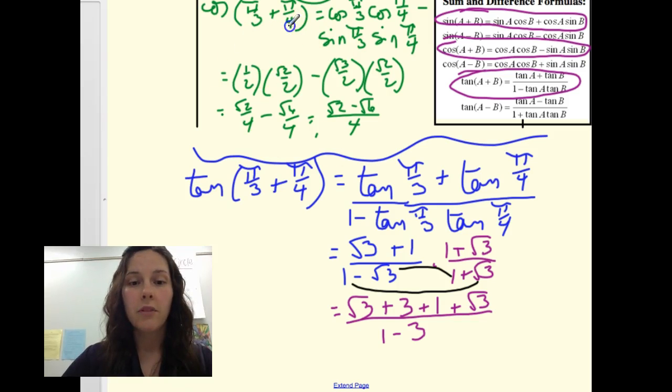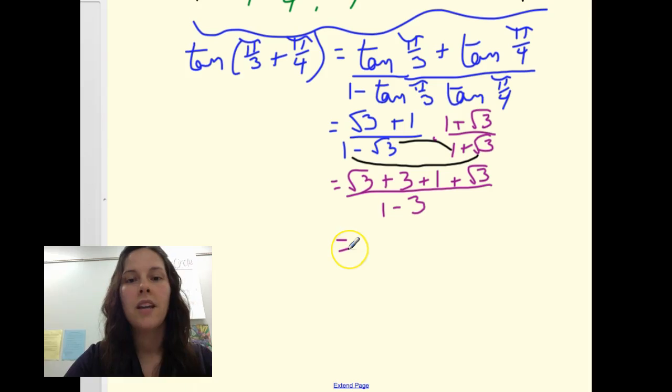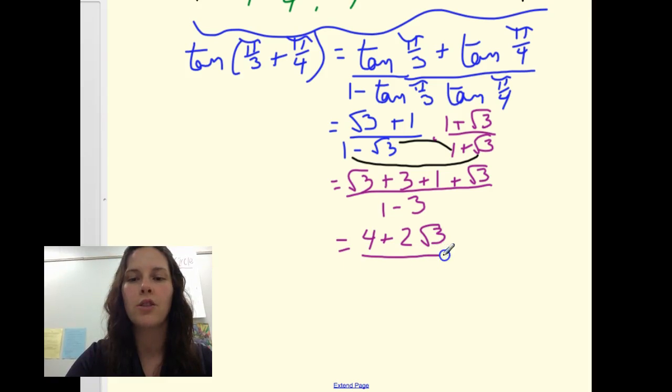So for our final simplification on this one, in the numerator, I like to put my regular numbers first and my roots second. So I've got 4 plus 2 root 3 all over negative 2. Butterfly method again, 4 divided by negative 2. And of course, 2 divided by 2 gives us that negative 1.